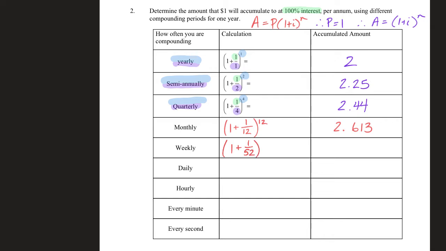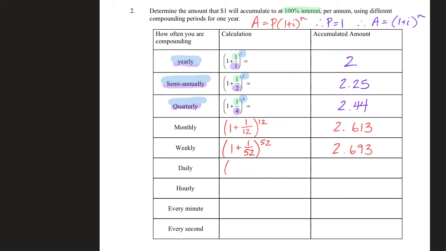weeks in a year. Multiply that by 52. And so we should be okay in that context. Now when we go through, and yes, we're going to push some buttons, 1 divided by 52, add on your 1, put that to an exponent of 52, then we're going to get approximately 2.693.